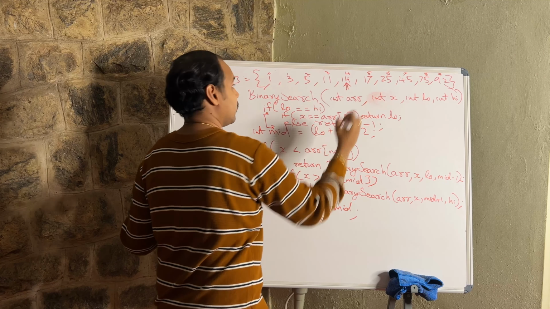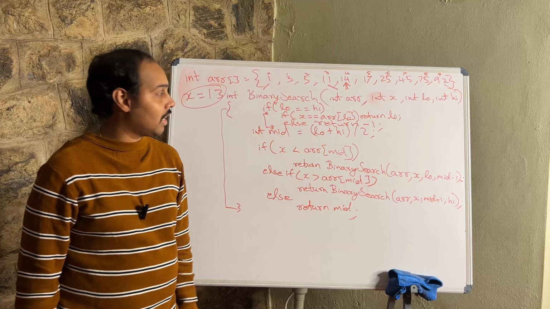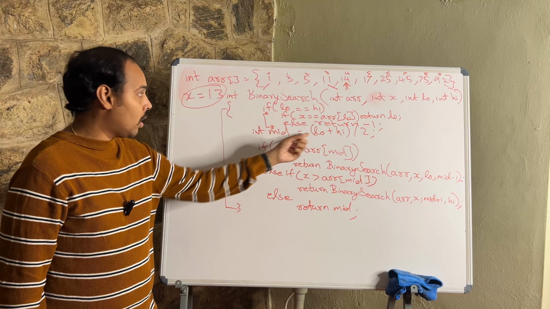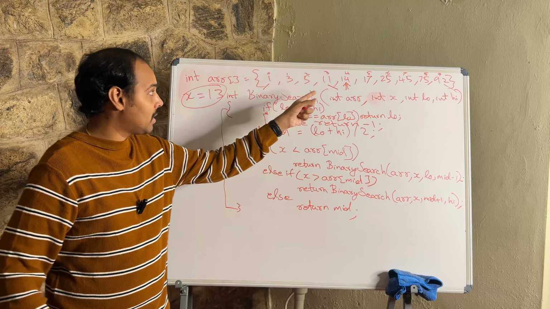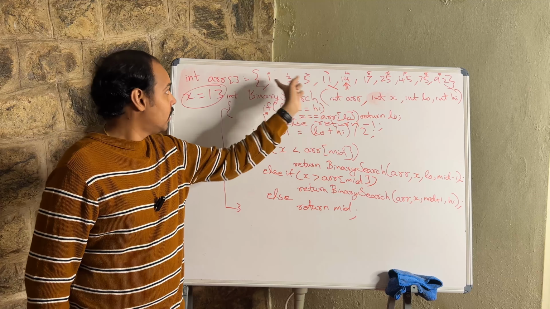The new function comes, the recursive call comes, and again we are checking whether low is equal to high. No, low is 0 and high is 3. So we go here. What is the mid? Mid is low plus high by 2, which is 0 plus 3 by 2, which is 1.5, which is 1 for an integer. So this is the mid.